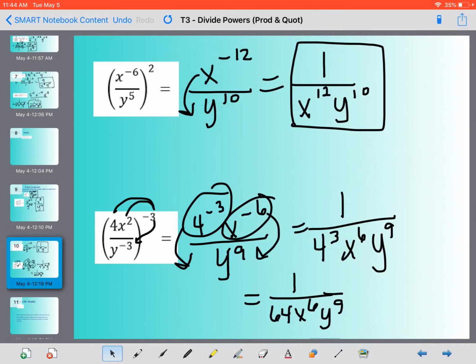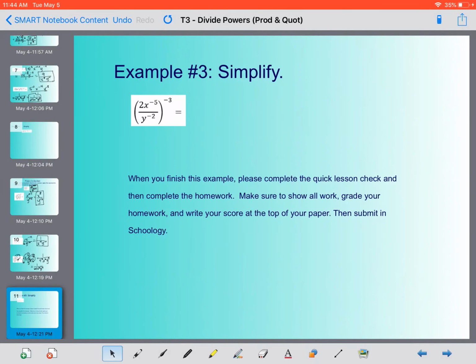Okay, here's your last lesson check. If you need to review those, just go ahead and rewind and watch through those again. Here's your last example. Please write your answer down so that you can enter it into your lesson check. You have 2x to the negative 5th divided by y to the negative 2 power, all raised to the negative 3rd power.